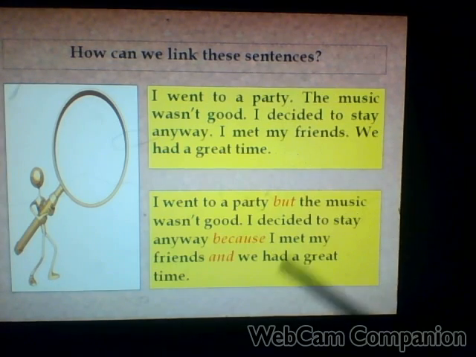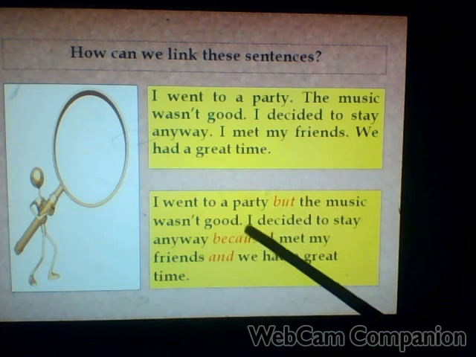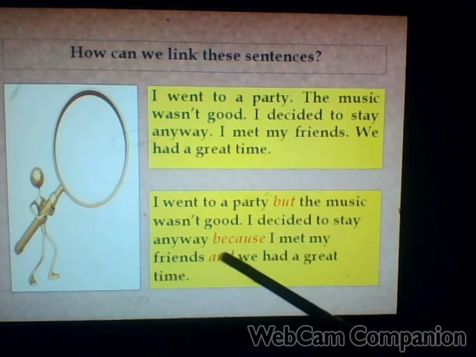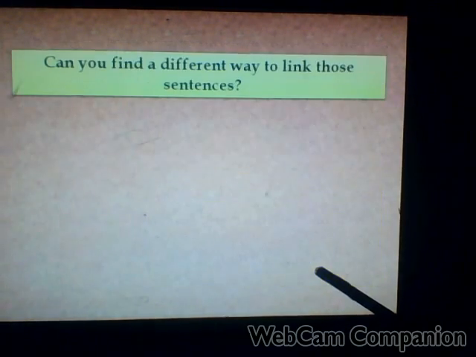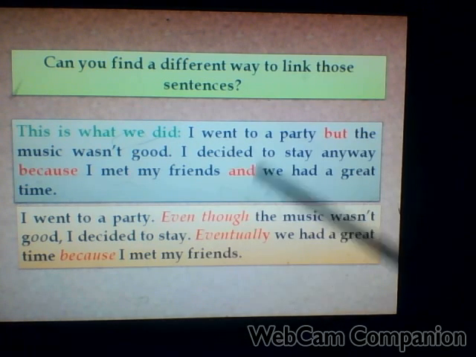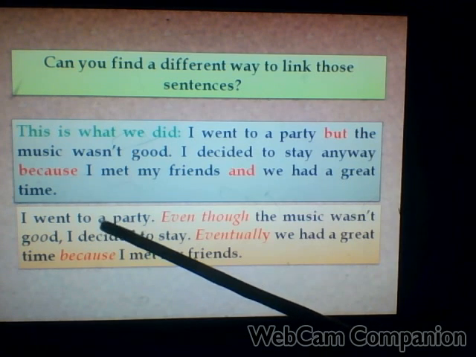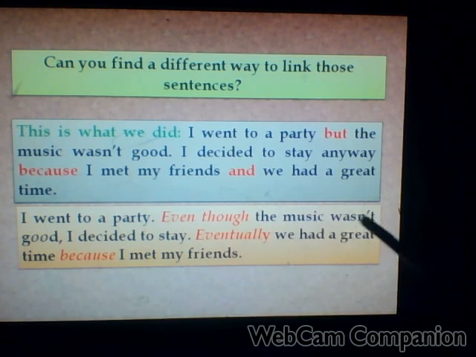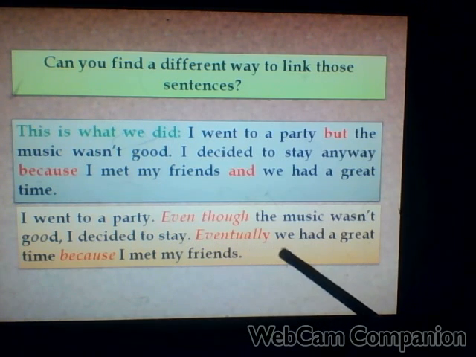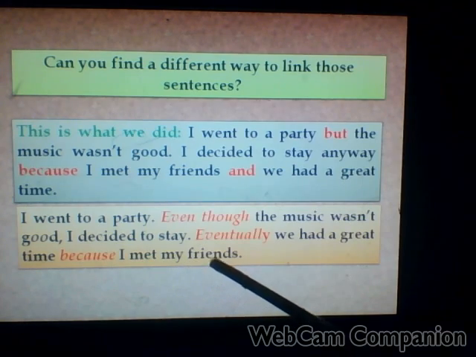We are reading the sentences using connectors. I went to a party. The music wasn't good. I decided to stay anyway because I met my friends and we had a great time. The above sentences can be rewritten this way. I went to a party. Even though যদিও the music wasn't good, I decided to stay. Eventually, অবশেষে, we had a great time because I met my friends.